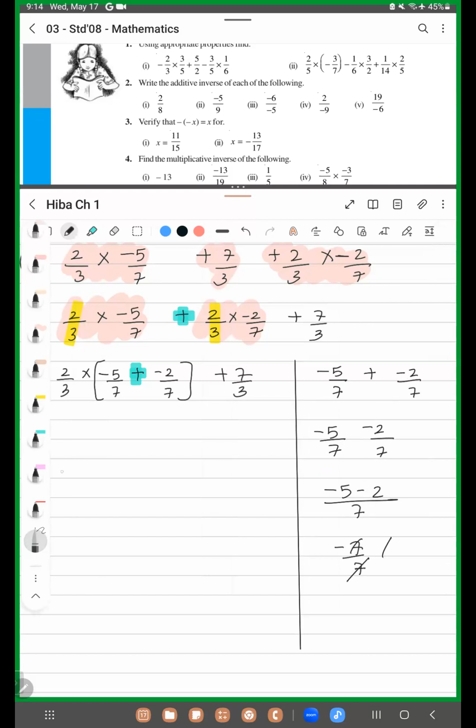So basically, this entire bracket over here is equal to -1, right? So in place of that bracket, I'm just going to write -1. So 2 by 3 multiplied by -1 plus 7 by 3. So this becomes -2 by 3 plus 7 by 3, which is?